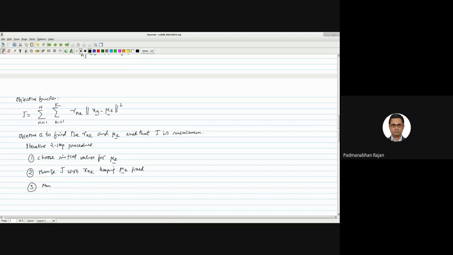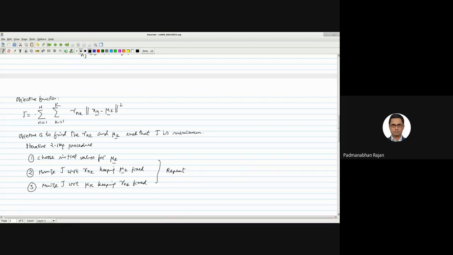Then in the next step, minimize j with respect to mu k, keeping Rnk fixed. And this step you repeat. You keep repeating this until j reaches some minimum value, below some minimum which you are willing to tolerate. So this is basically an iterative two-step procedure.